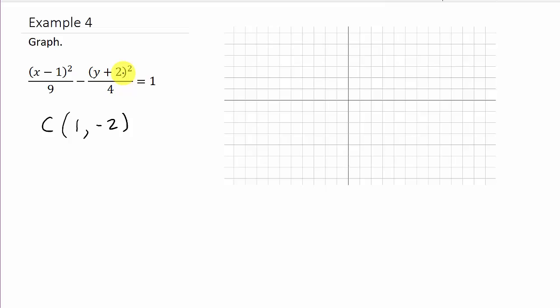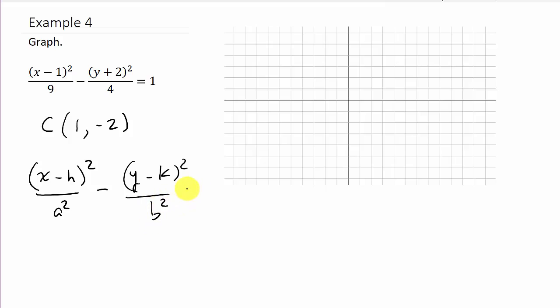It's kind of like when you're getting the center of a circle. Okay, the easiest way to remember it, because look, it's going to be in this form: x minus h over a squared, minus y minus k squared over b squared equals 1. And your center is going to be h, k. And the easiest way to remember it is whatever sign you see here is going to be the opposite. Okay, so see, we got minus 1, so it's plus 1. We have plus 2, so it's minus 2.